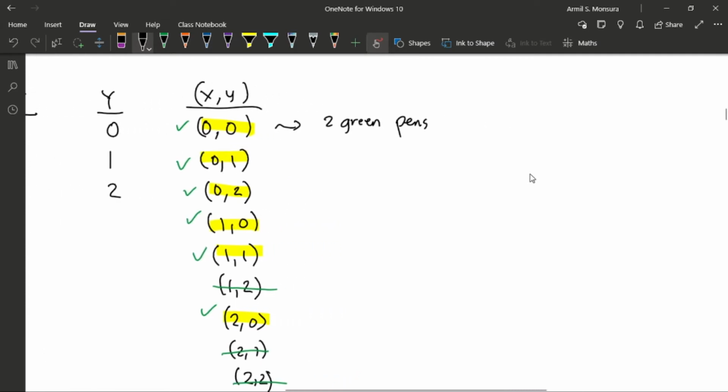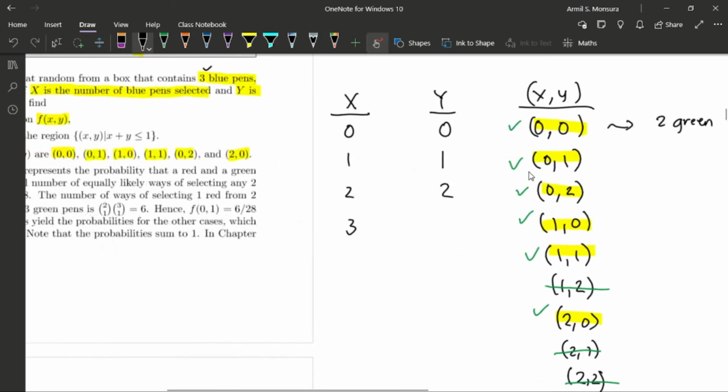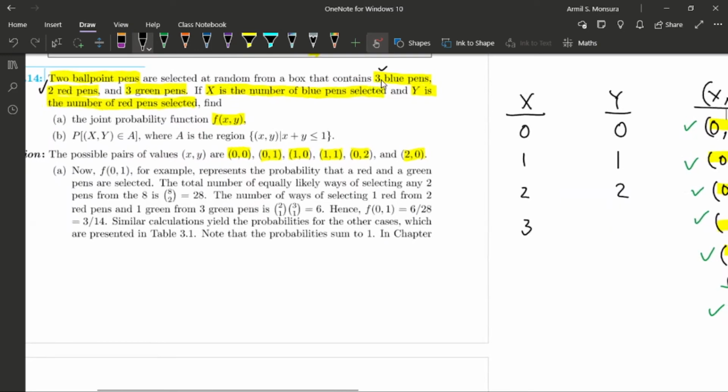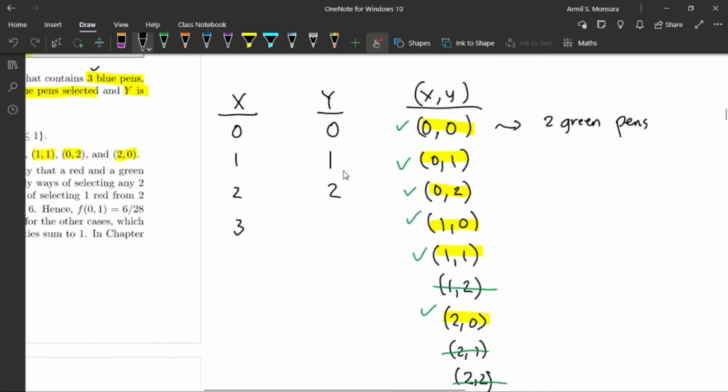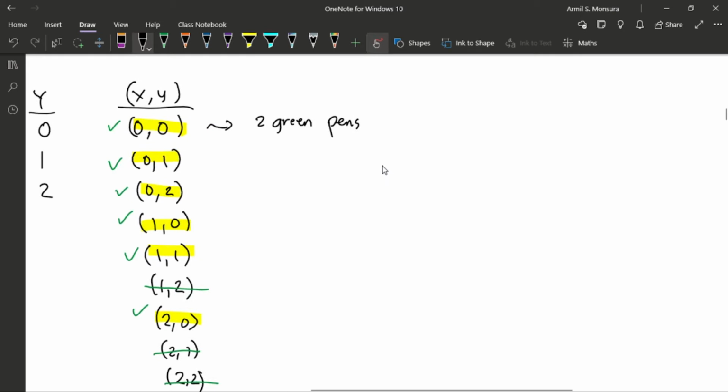Okay. So what is the probability that in that case you would be choosing two green pens out of the possible three green pens that you have? And then among 3 plus 2 plus 3, 8 pens all in all. Okay. So we have dealt with this before, in which this is a problem that is similar to a combination problem.